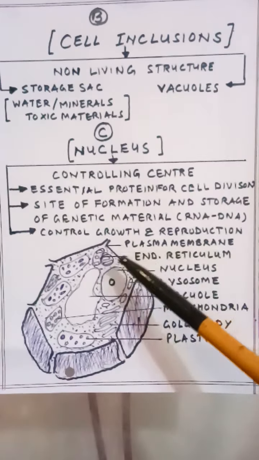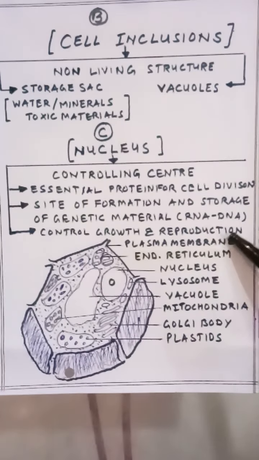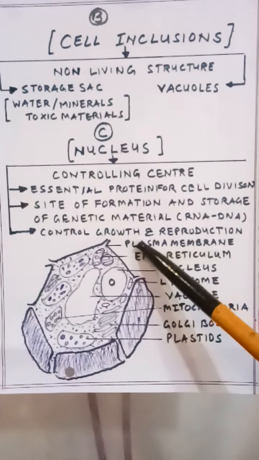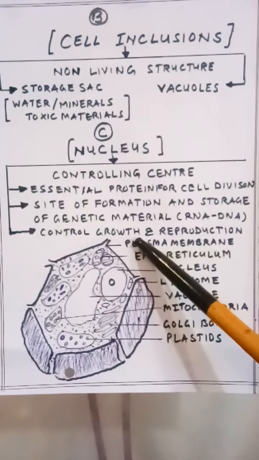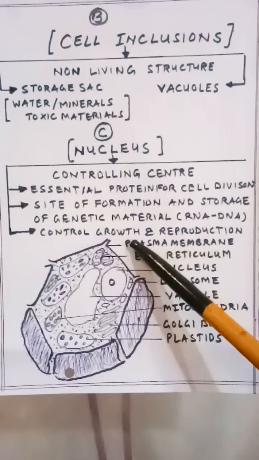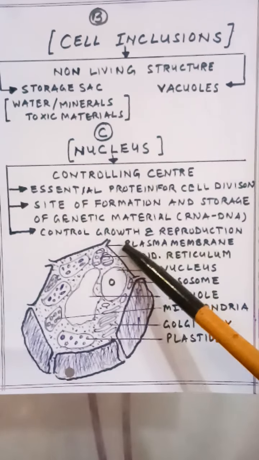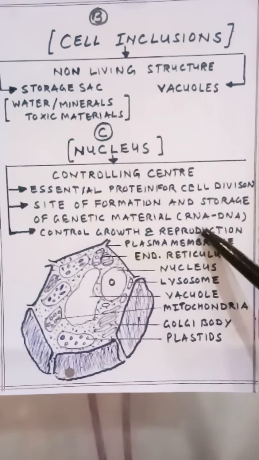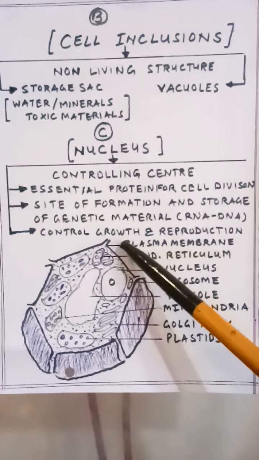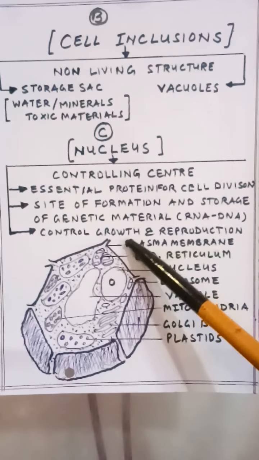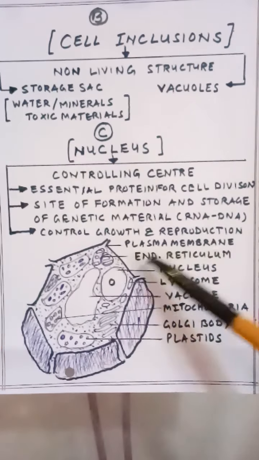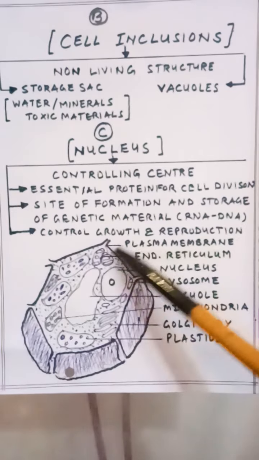So then control growth and reproduction. See again, the growth is also being controlled. What is growth? Growth is the increase in the size. What is increase in the size? Increase in the size means formation of two from one. So similarly, this is the one and only process that helps in growth and reproduction. So this is one of the diagrammatic representations of the cell.